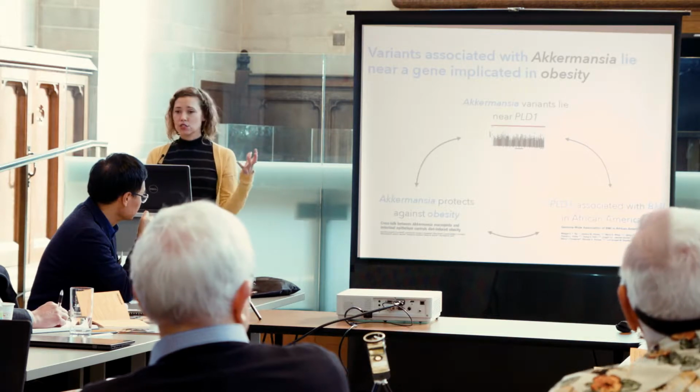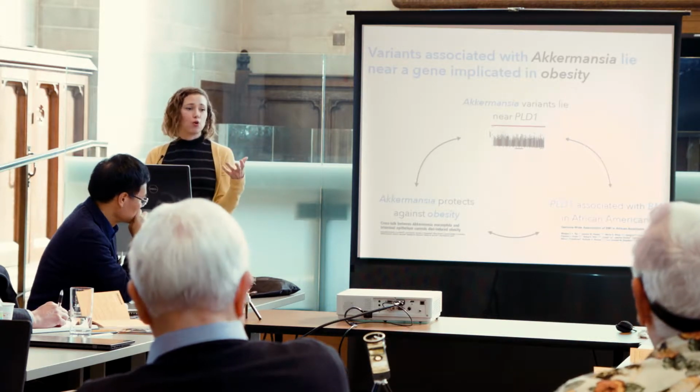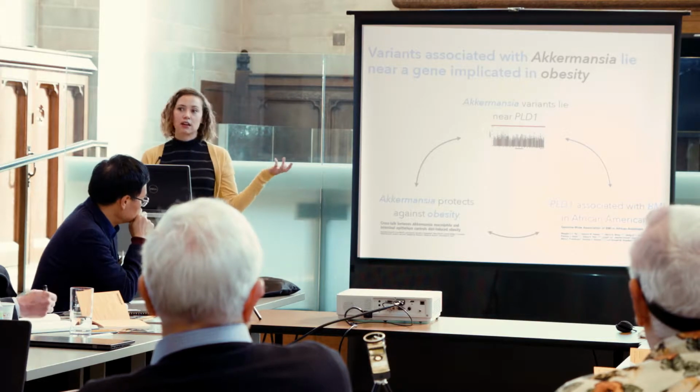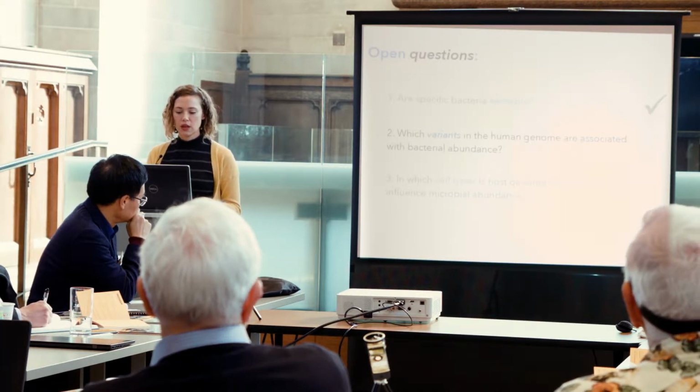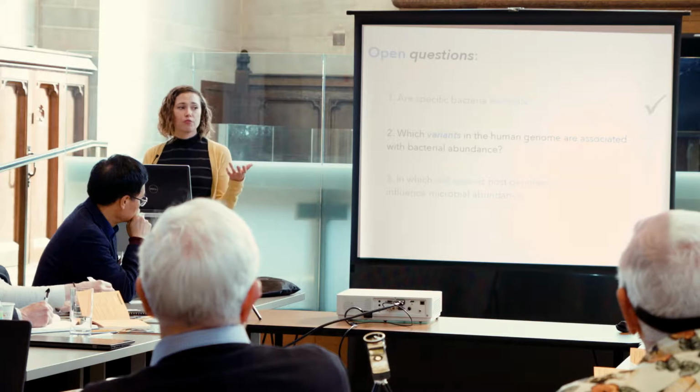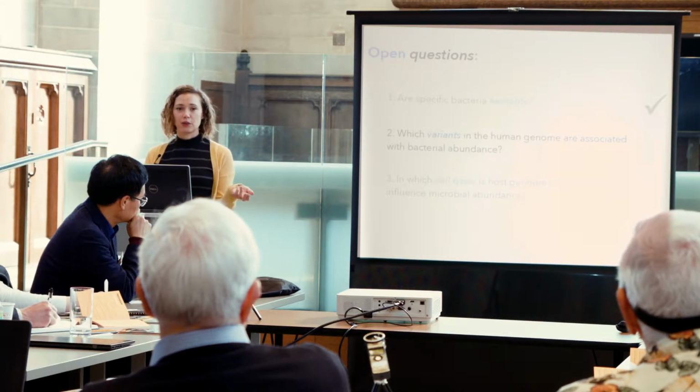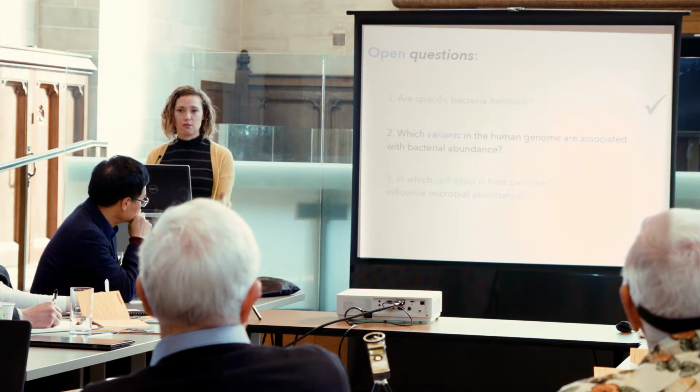So this is just an association across these different things. There's obviously more work to be done here, but this is an interesting direction that I think could be followed up on. So we are able to identify some variants in the human genome that are associated with bacterial abundance using this genome-wide association study methodology.